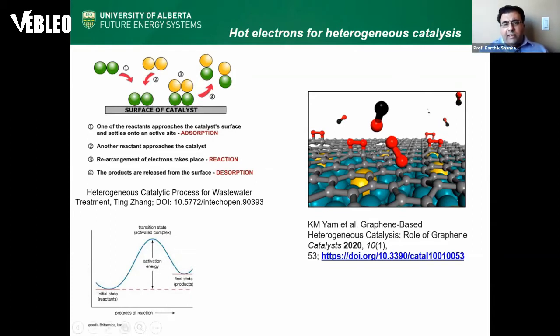And here I show graphene simply because graphene is a particularly good substrate for heterogeneous catalysis because of the tunability of reaction sites. Okay.